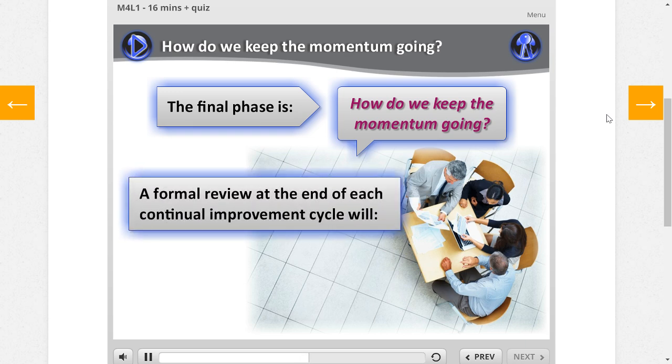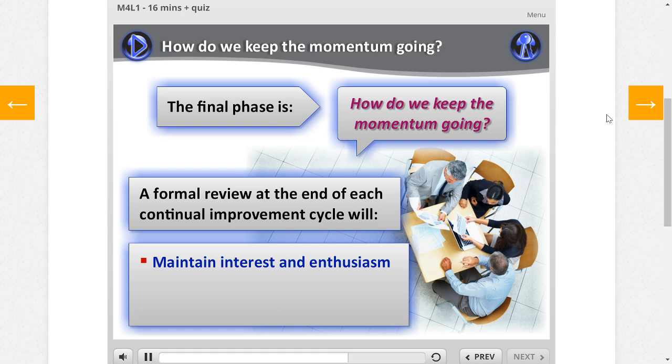A formal review at the end of each continual improvement cycle will generate an assessment of achievements that can be used to maintain interest and enthusiasm. The review can also identify new opportunities. And we shouldn't forget that a review will enable lessons to be learned that will feed into the next cycle of improvement.